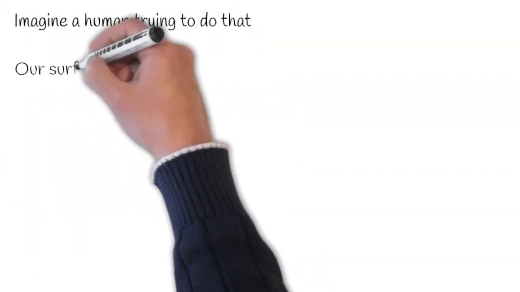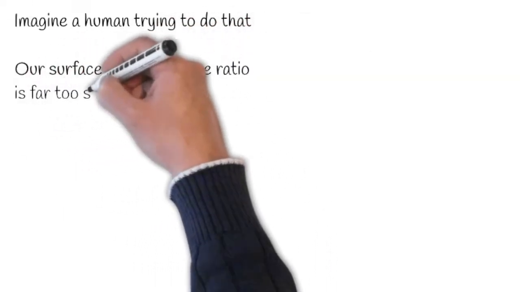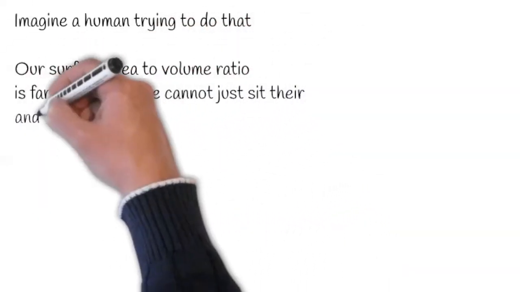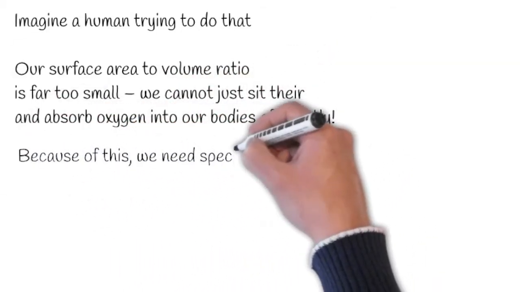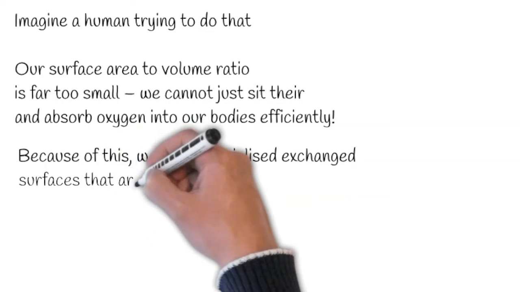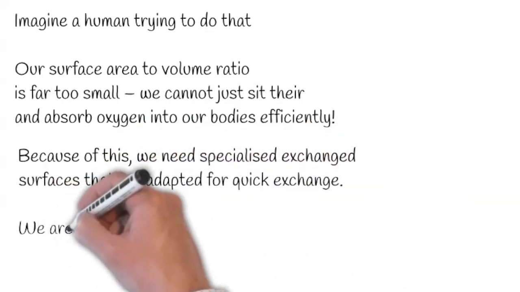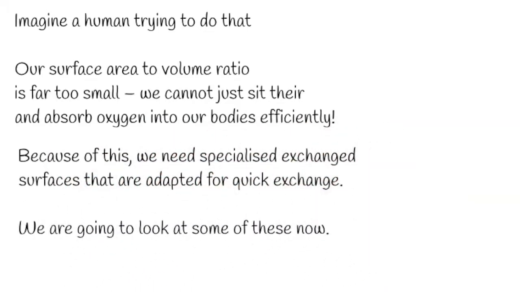Imagine a human trying to do that. Our surface area to volume ratio is far too small. We cannot just sit there and absorb oxygen into our bodies efficiently. Because of this, we need specialised exchange surfaces that are adapted for quick exchange. We are going to look at some of these now.